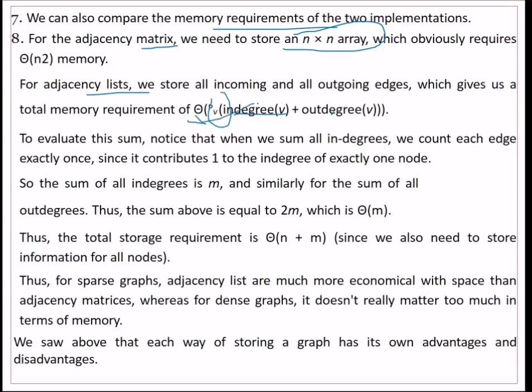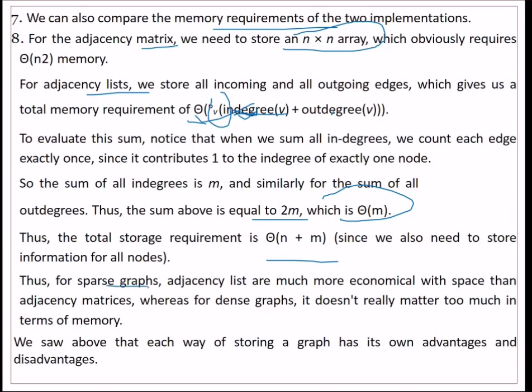To evaluate this sum, we must notice that when we sum all in degrees, we count each edge exactly once, since it contributes 1 to the in degree of exactly one node. So the sum of all in degrees is m. Similarly, the sum of all out degrees will be m. So the total will be 2m. So the order will be m. The total storage requirement will be around this m only, since n plus m will, for the greater cases, be n plus n or m plus m. So that will be 2n or 2m.